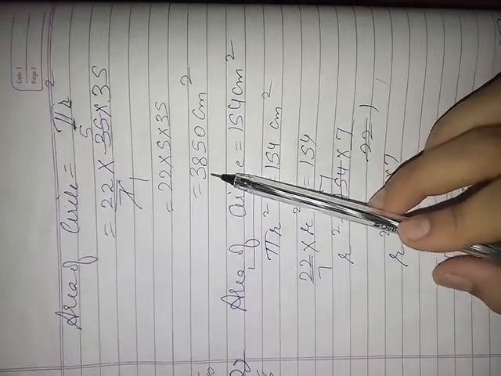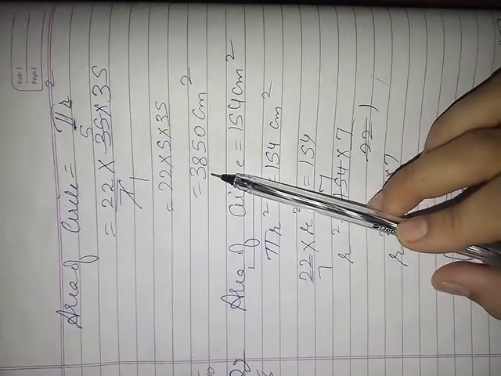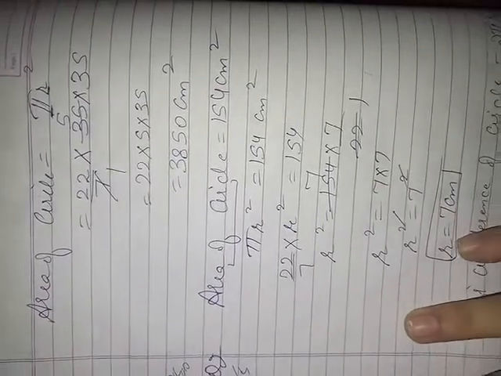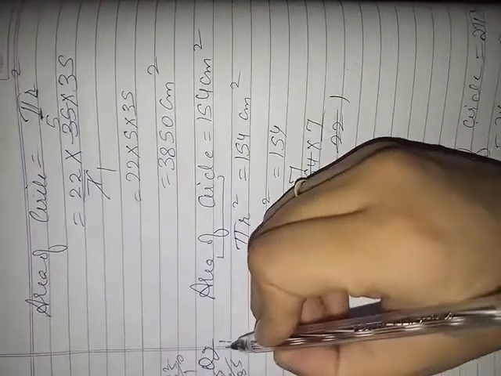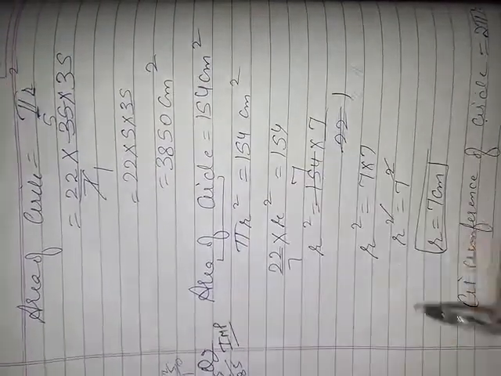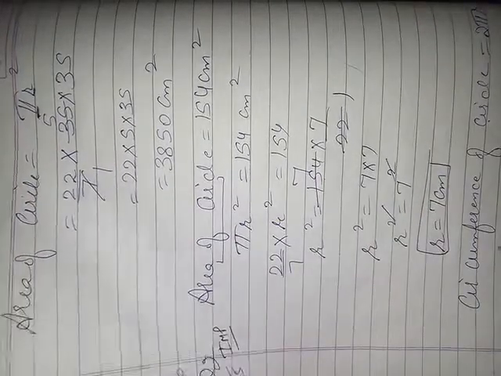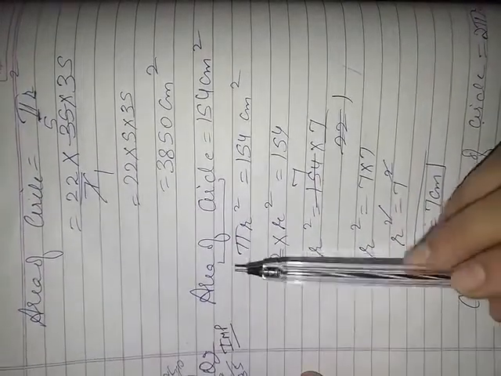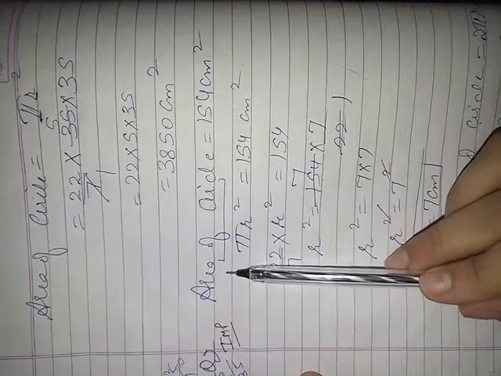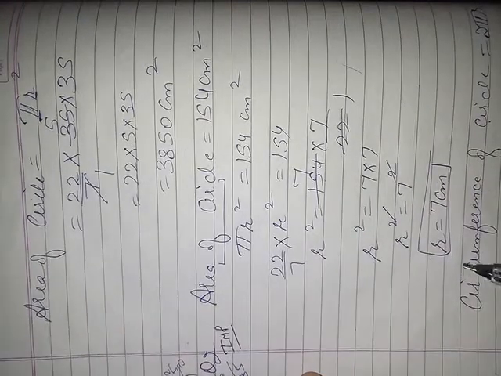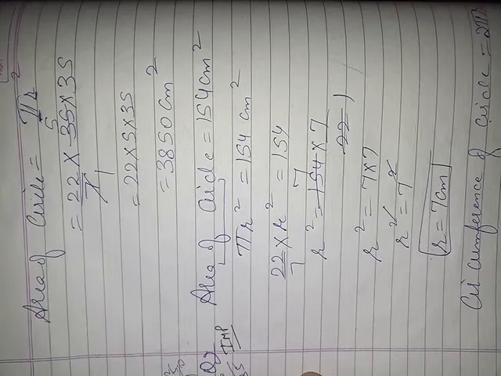Now next question is, the area of a circle is 154 centimeter square. Find its circumference. This question is very important. In this question, area is given. We want to find the circumference. First of all, with the help of formula of area of circle, we will find the radius. Then that radius will be used to find the circumference of circle.